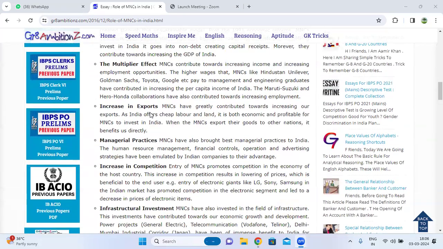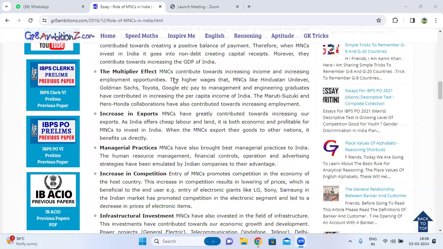Next one, multiplier effect. The multinational corporations contribute towards increasing income and increasing employment opportunities. The higher wages that multinational corporations like Hindustan Unilever have paid have contributed to increasing the per capita income of India. The Maruti Suzuki and Hero Honda collaborations have also contributed towards increasing employment.